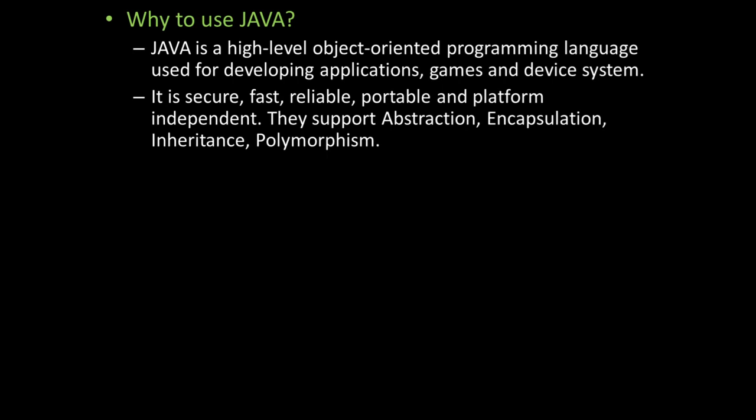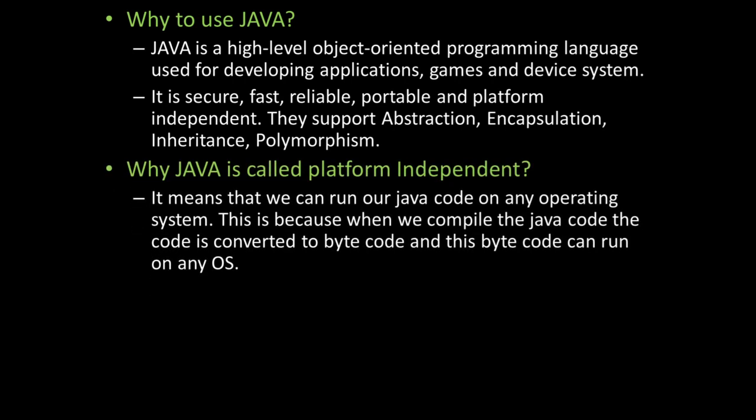As I said, Java is platform independent. So what is actually meant by platform independent? It means that we can run our Java code on any operating system such as Linux or Windows. These are different operating systems, and we can use a single code on different systems. This is because when we compile the Java code, it gets converted to byte code, and this byte code can be run on any OS. So Java is called a platform independent language.